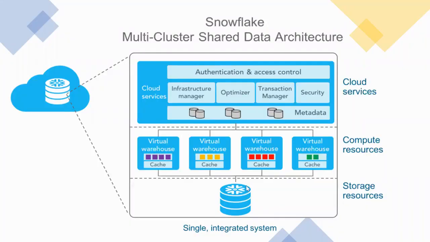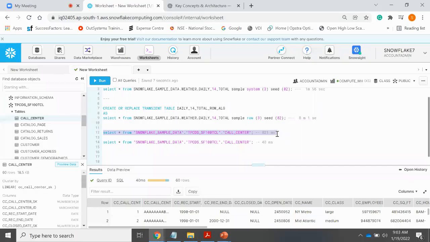So whenever another user in a different warehouse executes, whatever is in the result cache will be useful, but whatever is in the compute warehouse cache will not be useful once the session has ended. That is what I understand. Yeah, that is true, Sarvan.